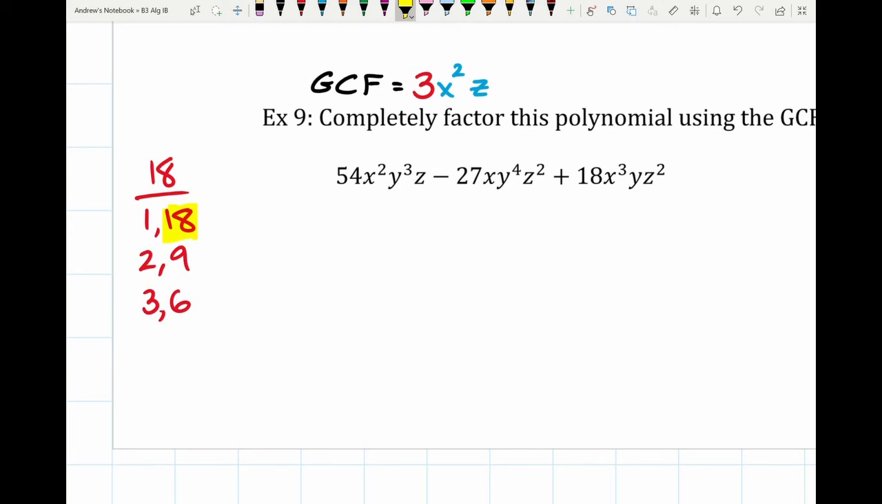Can I divide 54 and 27 by 18? Not quite, right? I could check it with a calculator, but I'll tell you right off the bat, you can't divide 27 by 18. So that one's kind of out. We can't use that one. Can I divide everything by 9? Right? Like going right down the list. 54 divided by 9 is 6. 27 divided by 9 is 3. And we know that 18 divided by 9 is 2. Right? Sweet. So let's use 9 as the GCF for our numbers.